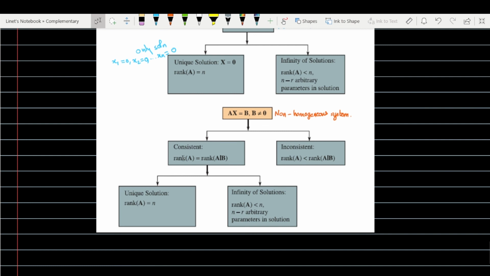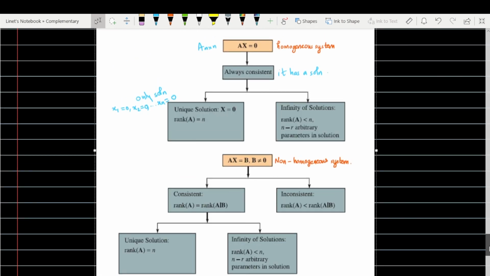So if rank of A is equal to rank of AB, we have two cases. The first case is that rank of A is equal to n. If so, you will have a unique solution. The next possibility is rank of A strictly less than n, then there will be an infinite number of solutions, and we have to assign values for n minus r arbitrary variables in the solution. So that's how you can summarize the consistency and inconsistency of homogeneous and non-homogeneous systems.